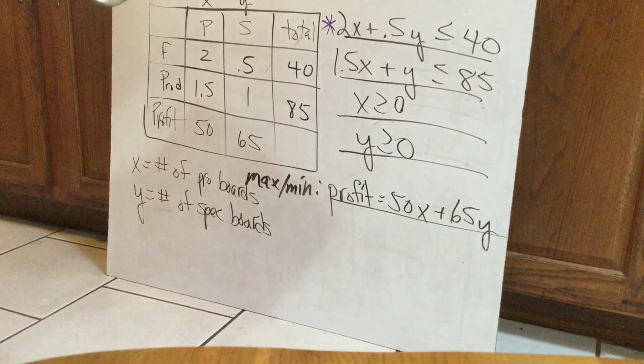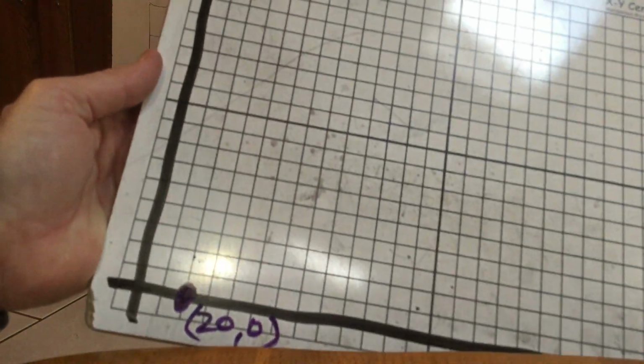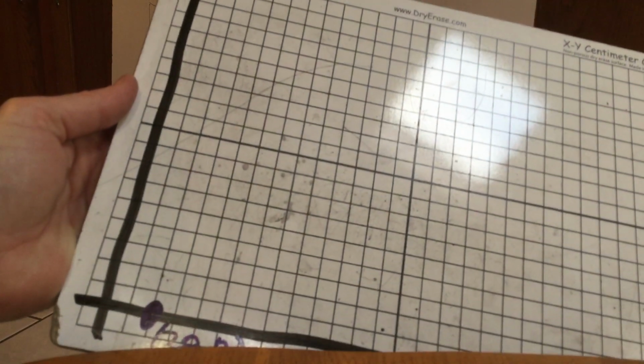There went Lucy again, by the way. Okay. So there, I plotted that point, 20, 0.